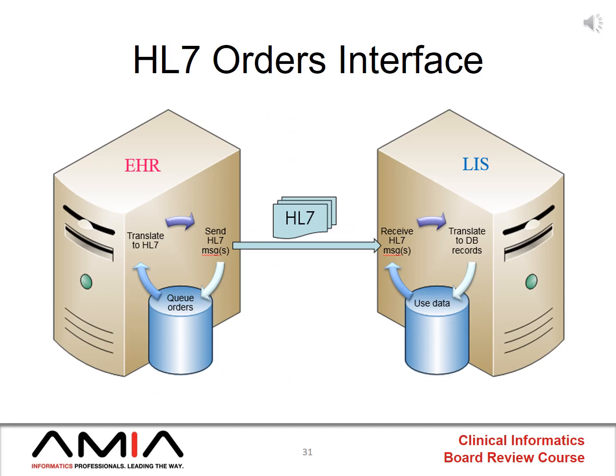This diagram represents a prototypical HL7 orders interface between an EHR and an LIS. You'll notice that on the side of the electronic health record, orders are created, they are translated into HL7, and then those HL7 messages are sent across to the laboratory information system. The laboratory information system receives those HL7 messages. They translate those HL7 messages back into database records, specifically laboratory orders in the laboratory information system database, and then the laboratory information system can act on those orders.